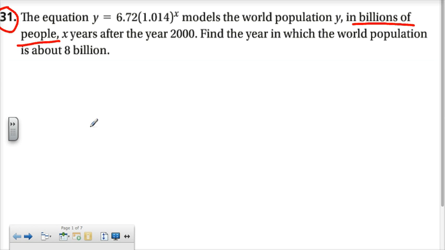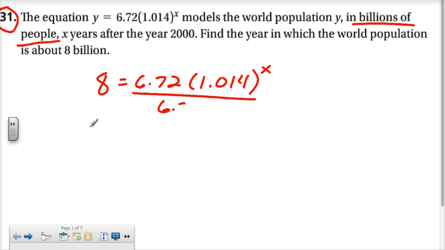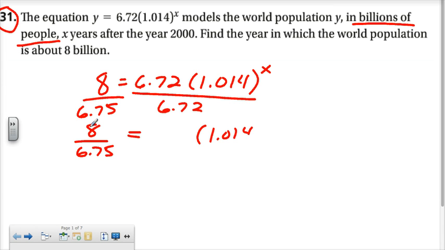Well, the formula is already written in billions, so we just need to put an 8 in for y. And then we do not want to graph this. So what we want to do instead is solve. And to solve it, we would first divide both sides by 6.72. And that's because we need to isolate that exponent. So 8 divided by 6.72 equals 1.014 to the x. Two things to notice at this point. First of all, I did not punch in 8 divided by 6.72. I want to avoid a rounding error if at all possible.